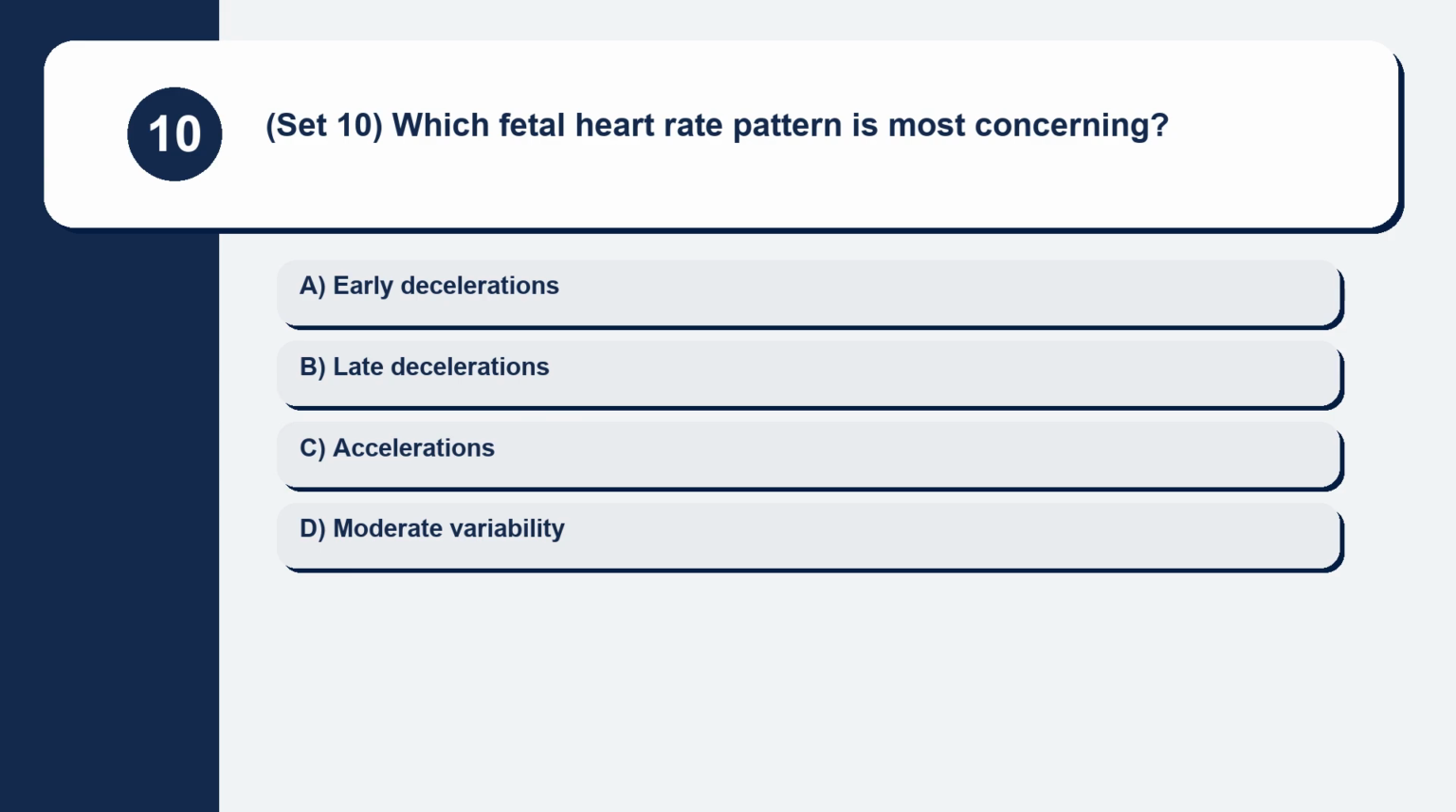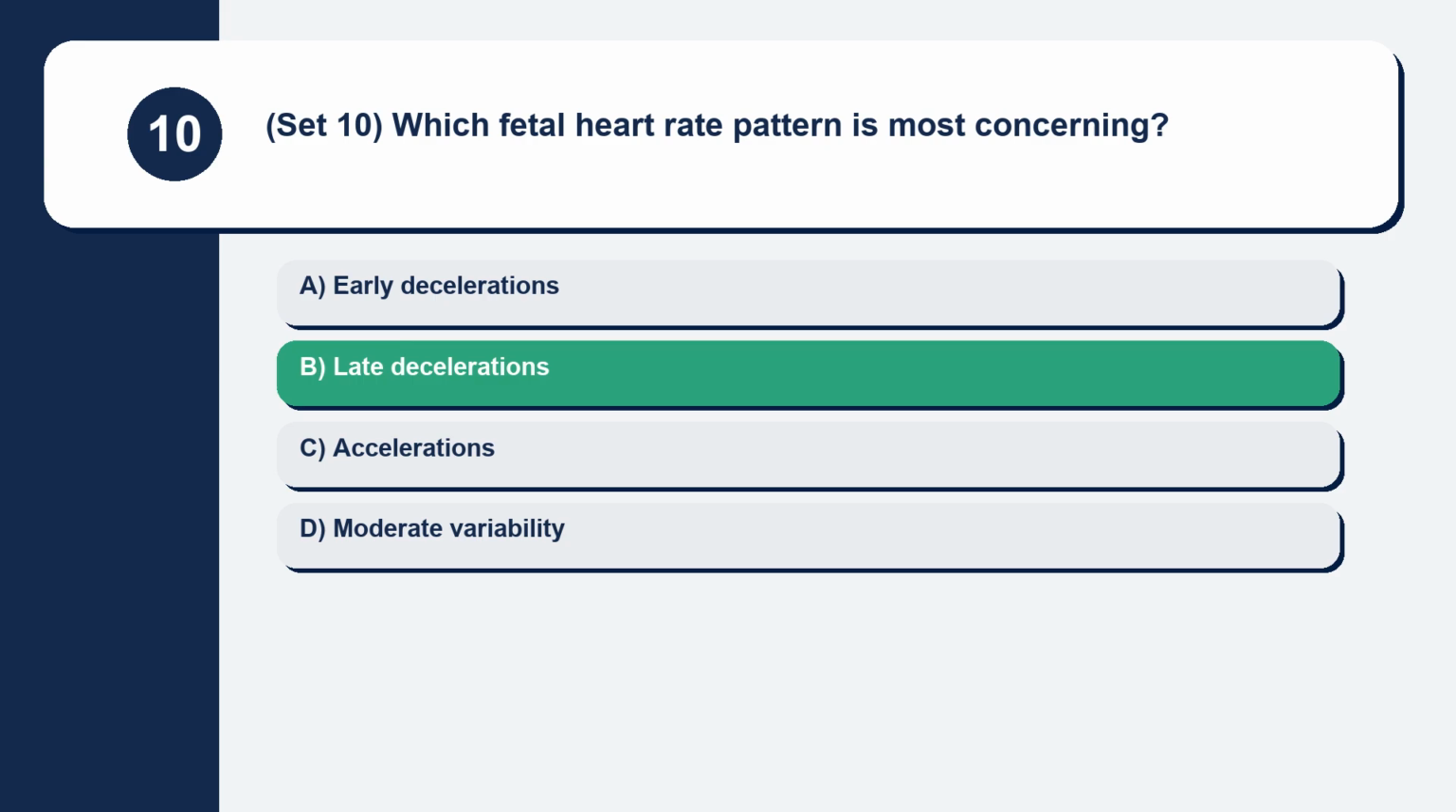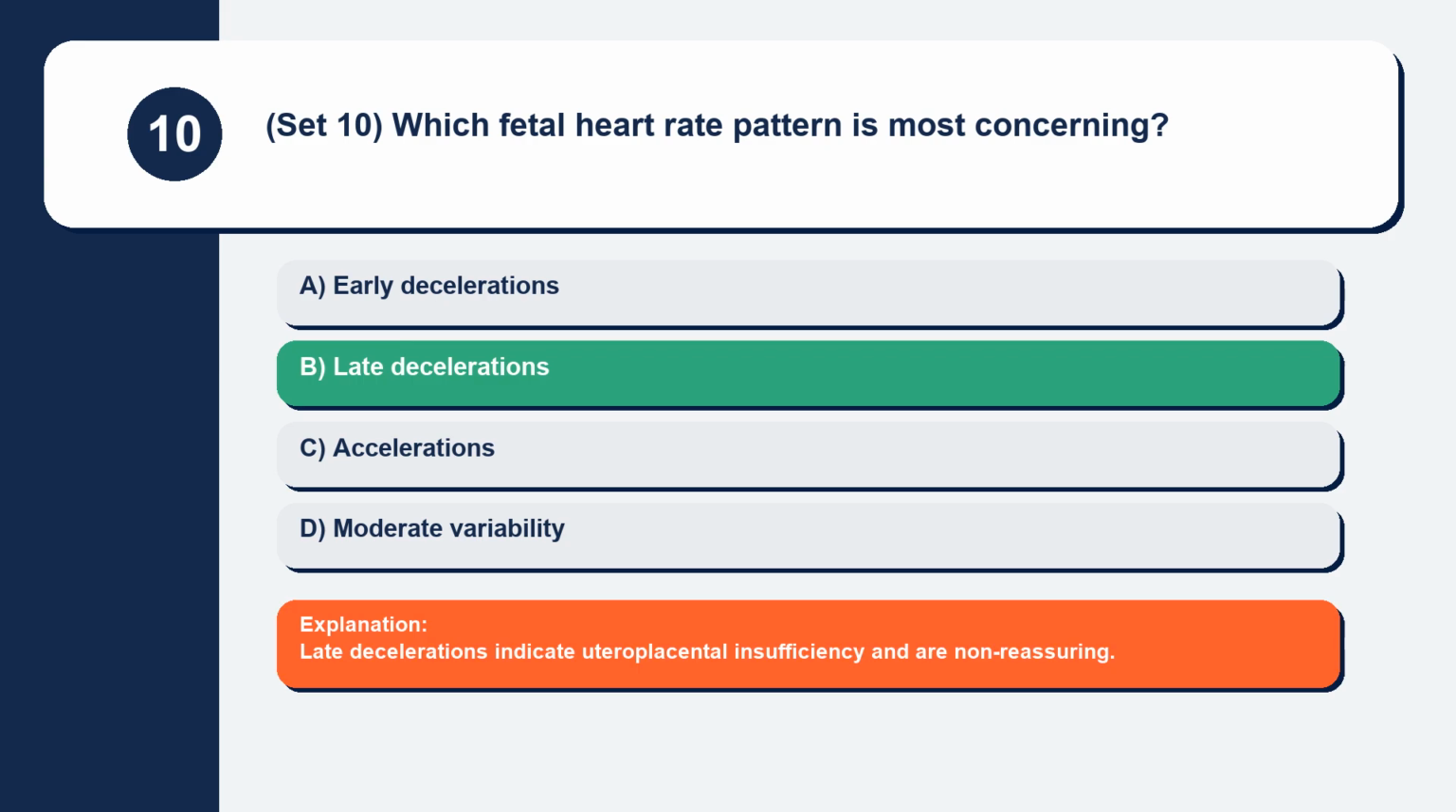Question 10. Set 10. Which fetal heart rate pattern is most concerning? Early decelerations, late decelerations, accelerations, moderate variability. Late decelerations indicate uteroplacental insufficiency and are non-reassuring.